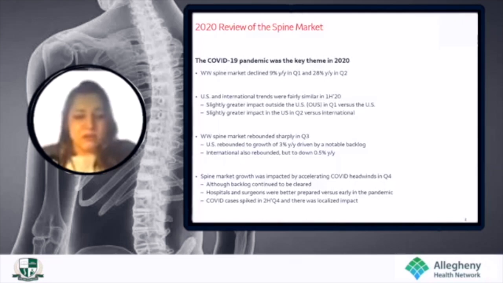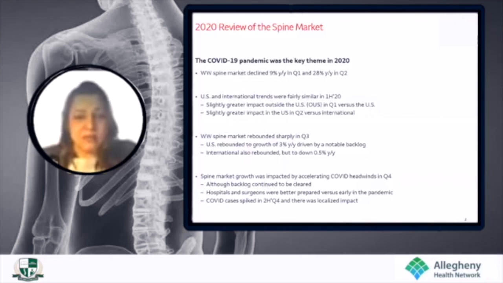The worldwide spine market rebounded sharply in Q3. We saw the rebound was sharper in the US than international. The US rebounded to growth of about 3%, driven by a notable backlog. International also rebounded for the spine market, but it was still in negative territory, down about 50 basis points year over year.